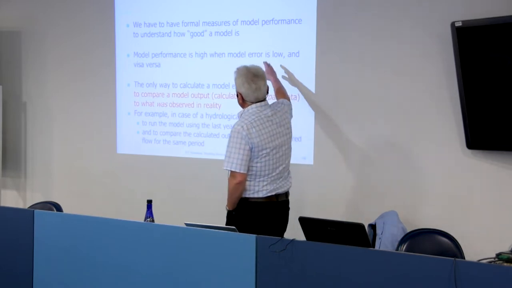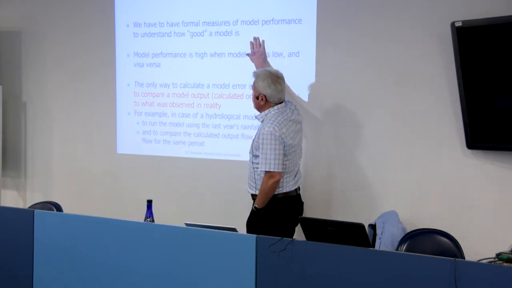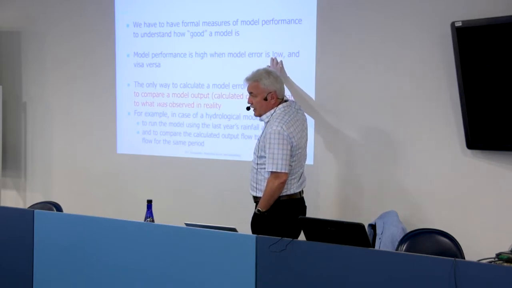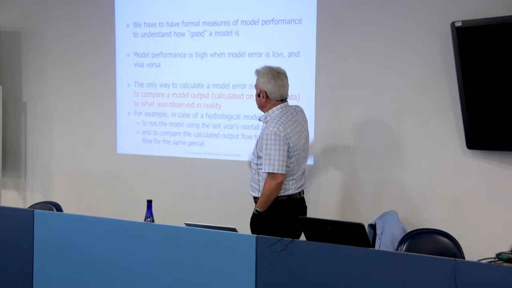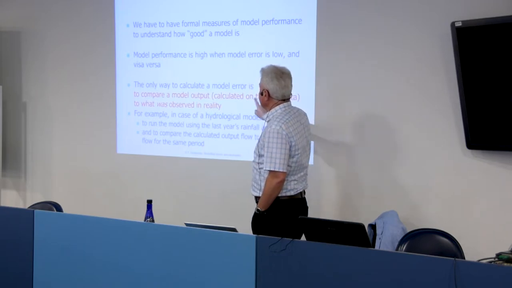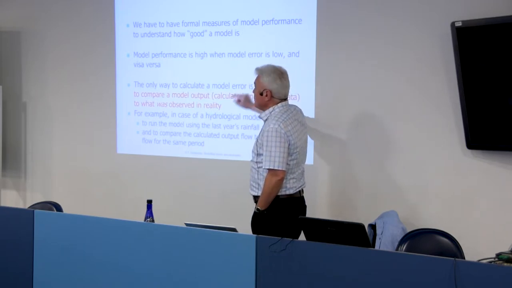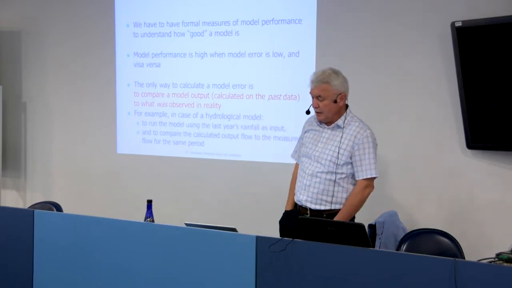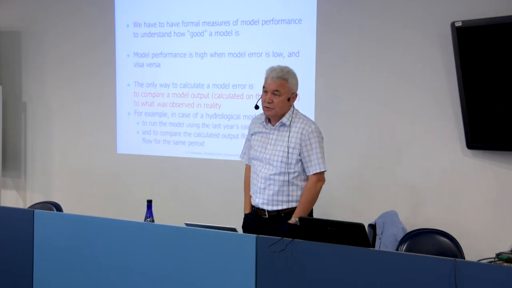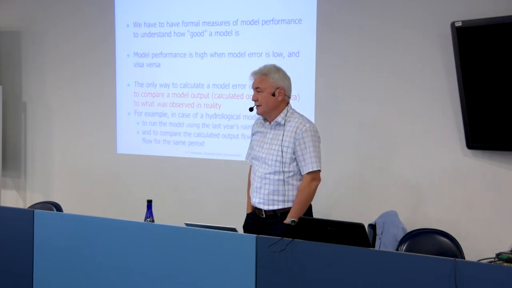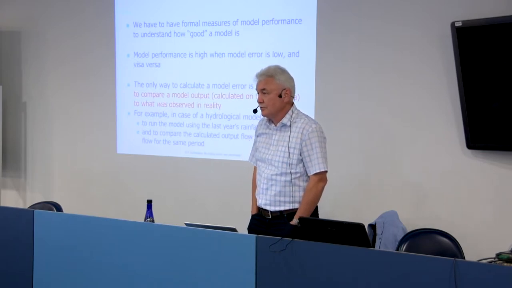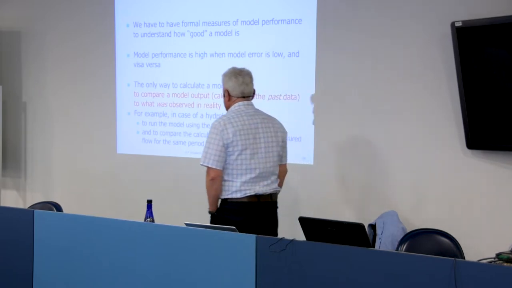So first, we have to introduce formal measures of model performance. In general, indeed, model performance is high when error is low, and vice versa. But the only way to calculate model error is to compare model output to the past data, because we don't have future data. So our model is the model of the past, always. It cannot be a model of the future, because the future we don't know. Okay, so this should be realized.